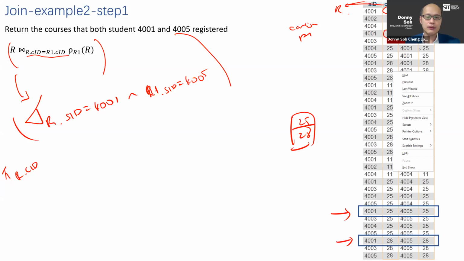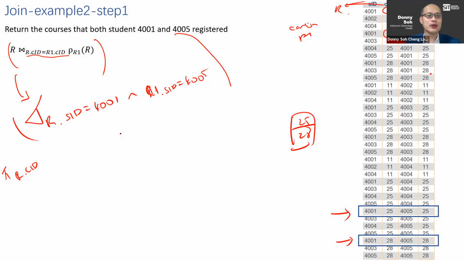So if we don't do that, wait. I think your question is, you mean to say, when I do the join, r.sid equals 4001 and r1.sid equals 4005. Okay, so I think that's what you mean.